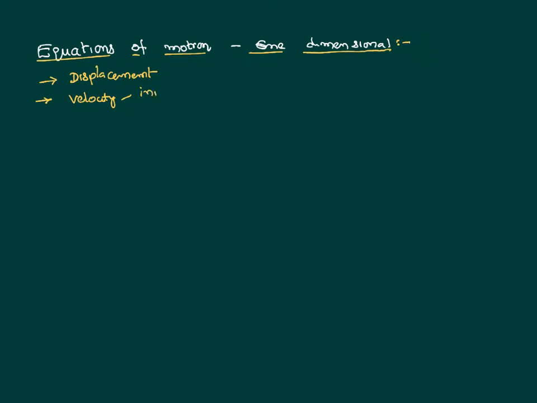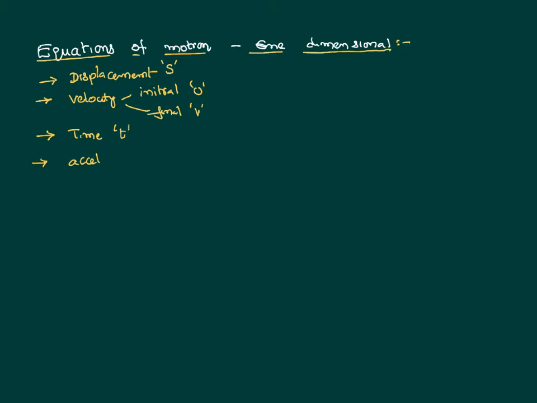Two kinds of velocities we have. It could be initial velocity u, or it could be a final velocity v. Displacement is represented with a letter s. To study this one-dimensional motion, we have these parameters. Time, represented with a letter t.